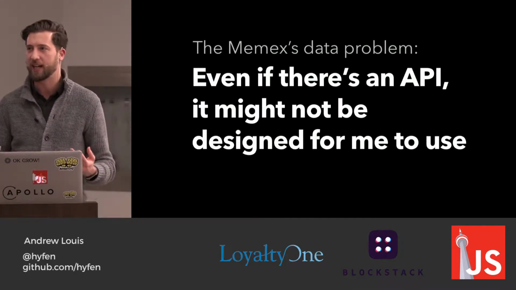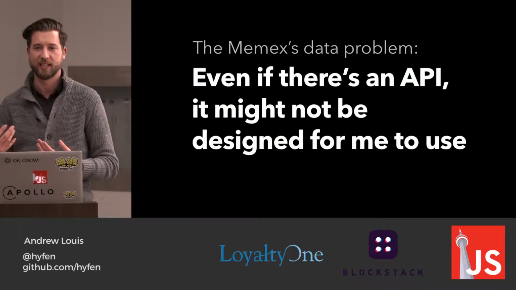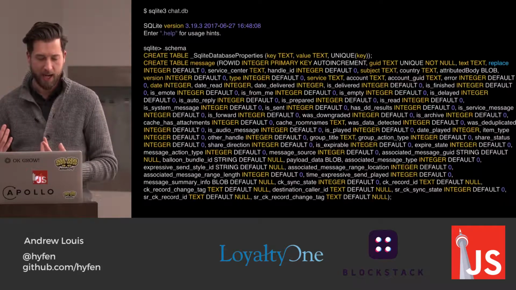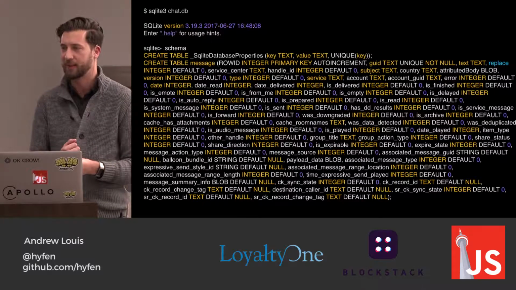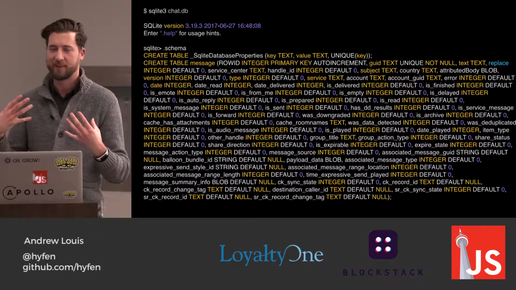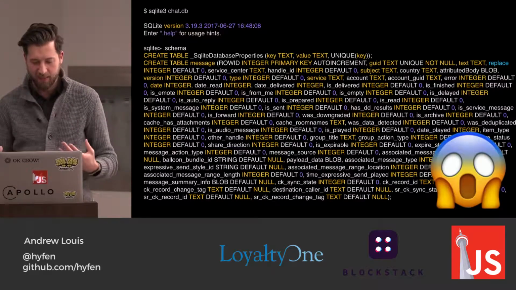Even if there's an API, it might not be designed for me as a user of the data. So this is my iMessage history. I have to reverse engineer this iMessage SQLite database, see how it's been put together, and build an importer around it. So it's really frustrating.